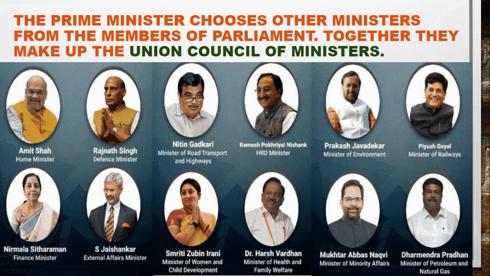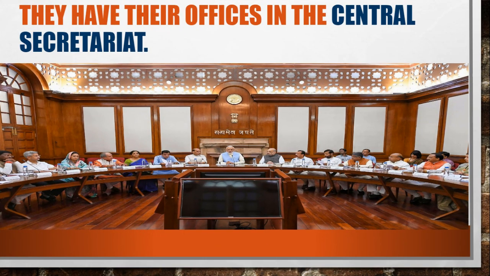The Prime Minister chooses other ministers from the members of Parliament. Together, they make up the Union Council of Ministers. As you may see on the screen, these are the Union Council of Ministers. They have their offices in the Central Secretariat.